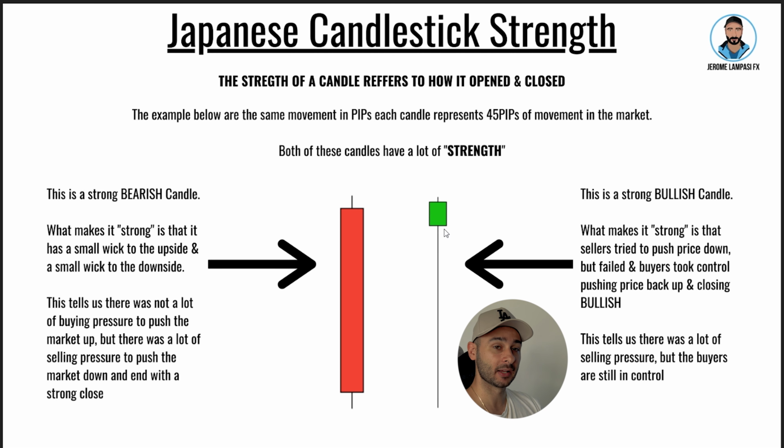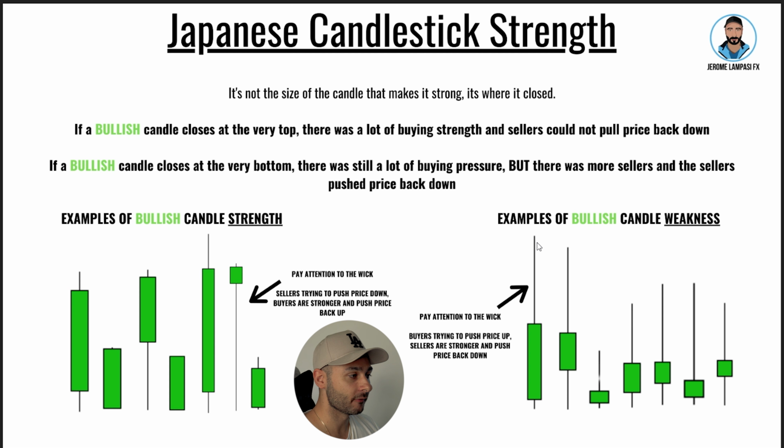So think of it this way. We had selling pressure. Lots of sellers, lots of bears were trying to push this price down, and they succeeded. But look what happened. Buyers came back in, buyers took control and pushed price right back up, and it closed above where sellers tried to push down. So this tells us there was a lot of selling pressure, but the buyers are still stronger, resulting in them pushing price up and taking out all of this.